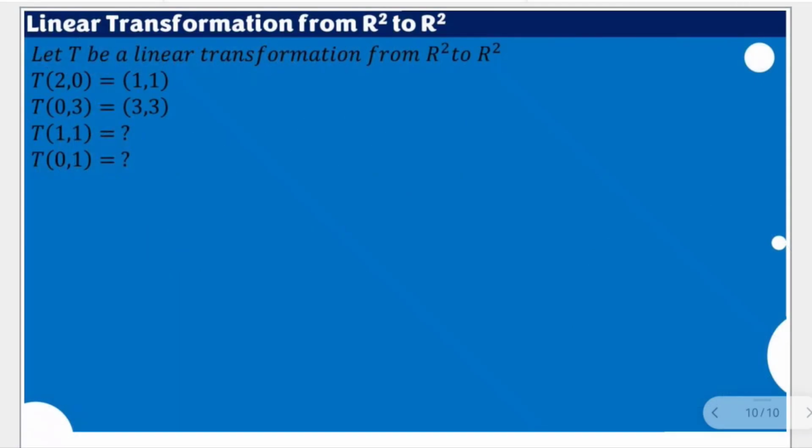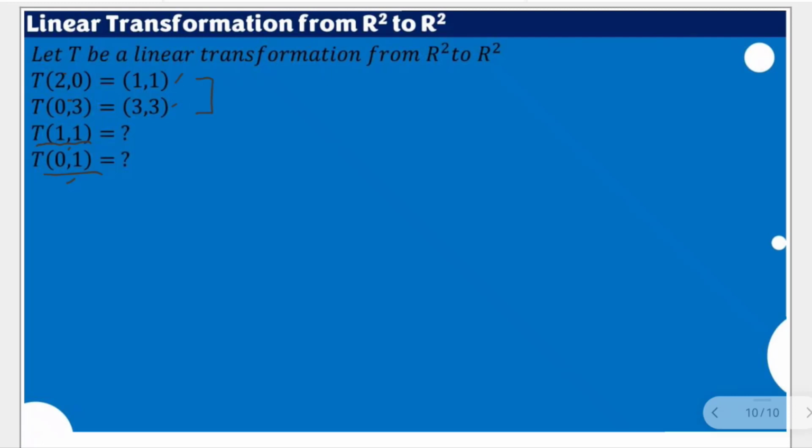Here we are going to solve for the result for the transformation of R2 vectors (1, 1) and (0, 1), given these two situations already here. To do this, we are going to represent these vectors (1, 1) and (0, 1) as a linear combination of these two vectors with certain constants that make it possible. And then later, we are going to use a theorem which will allow us to take the result of the transformations of (2, 0) as (1, 1) and (0, 3) as (3, 3) as part of our process.